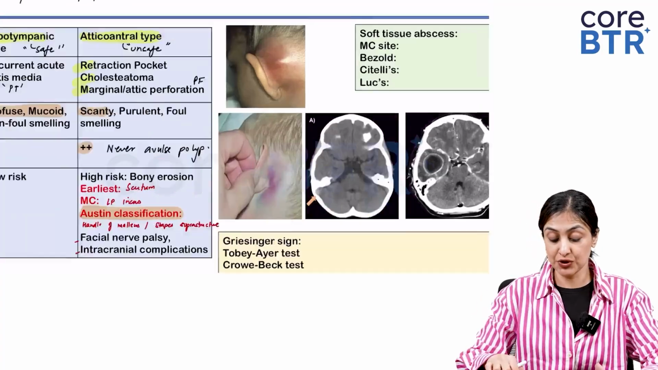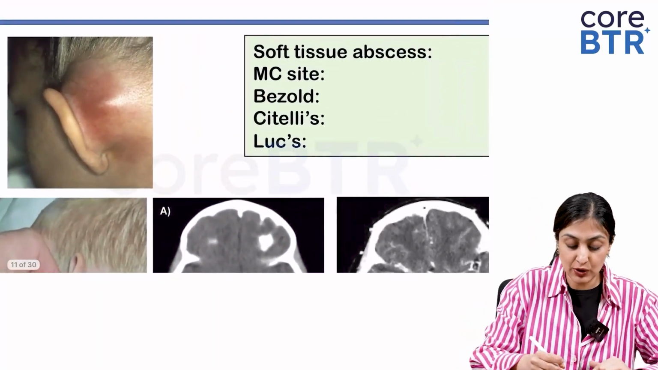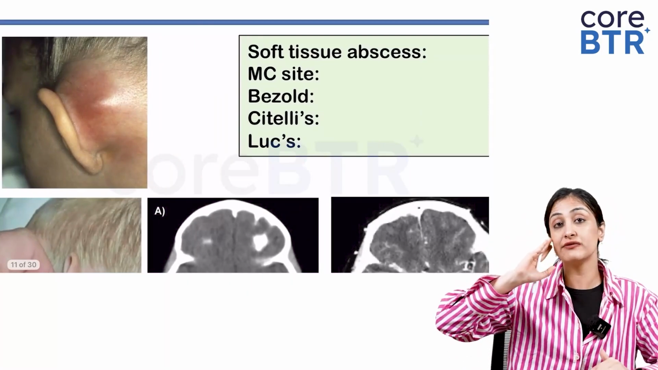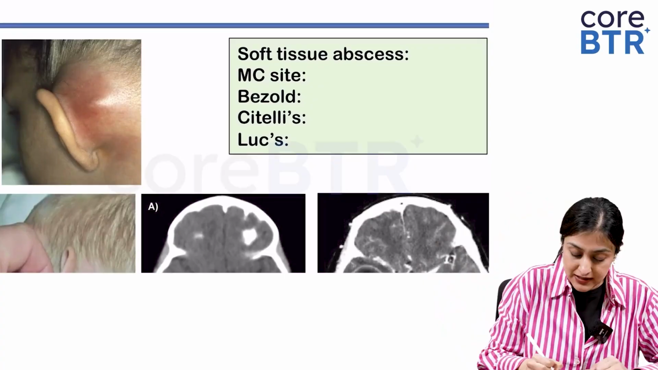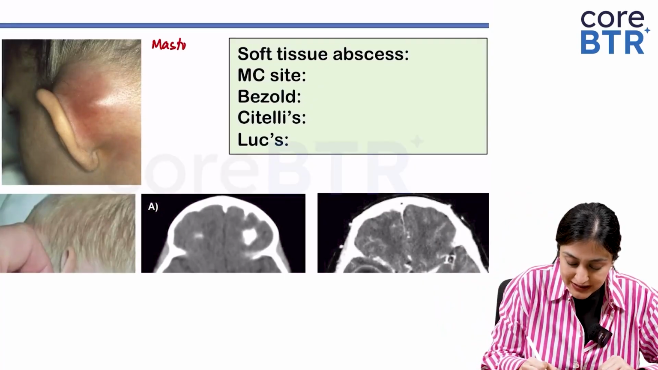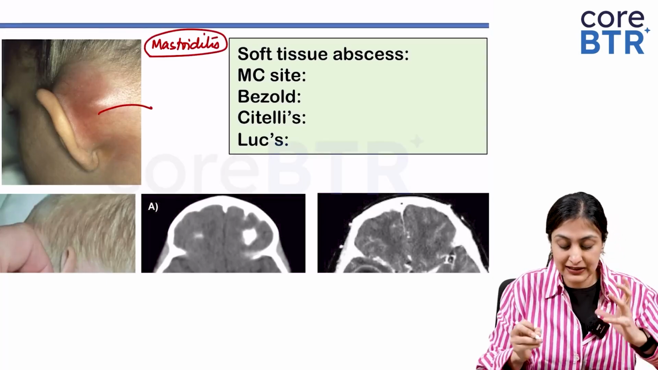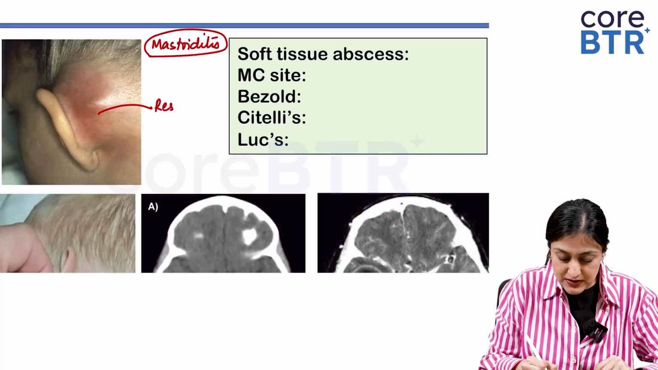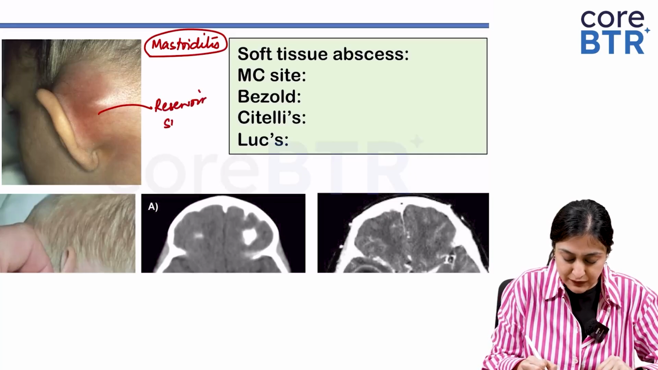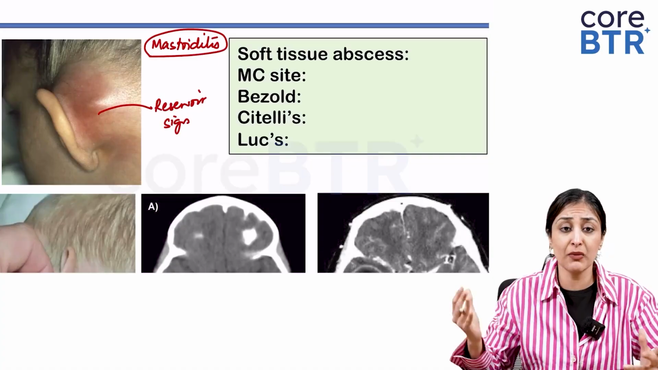Now let's get into the complications. The most common complication is that the infection spreads into the mastoid. This is mastoiditis, and in mastoiditis you can see the sign called the reservoir sign. It is filled with pus, reservoir, bulging.